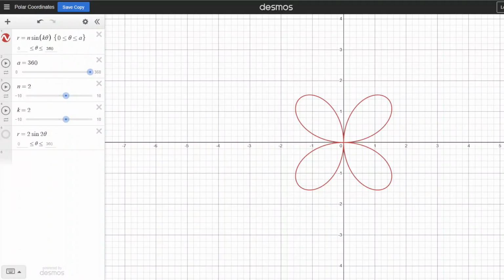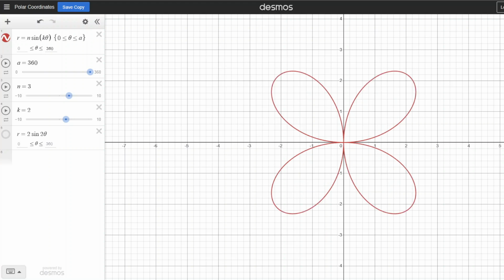I've plotted the polar region of r equals n multiplied by sine k theta, and I've set n to be equal to 2 and k to be equal to 2. This gives us the polar region in our example. Note here that n denotes the length of each petal, and in our example, the length of each petal is 2. Let's change the length n to be 3 and see how it affects the region.